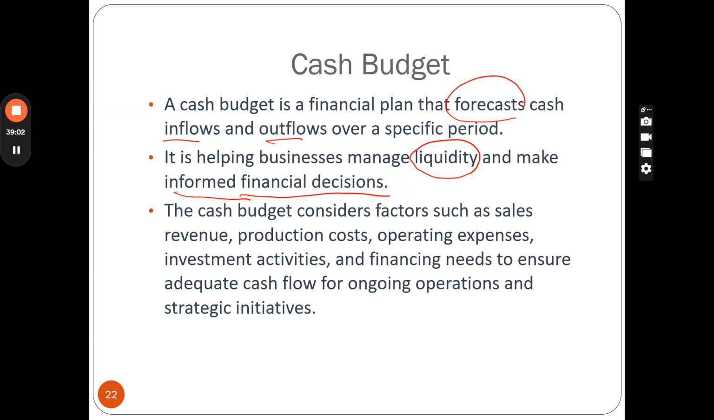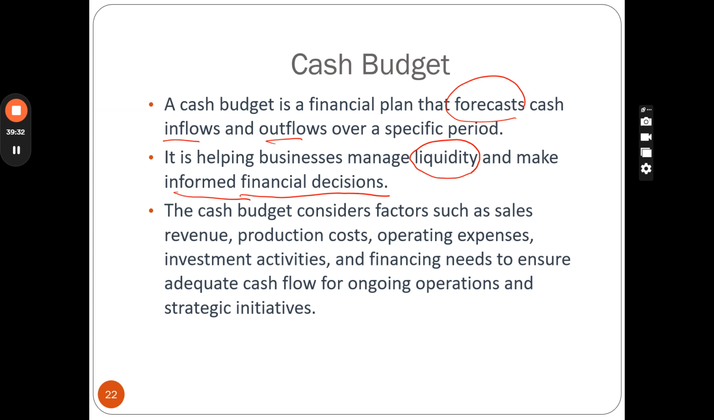So if you know I am going to have a surplus cash after 6 months of 1 million, then I can plan now itself what I am going to do with this 1 million. Or if you know I'm going to have a shortage of 1 million after 6 months, again I can plan how I'm going to manage the deficit in the fund. For that, we have to prepare a cash budget.